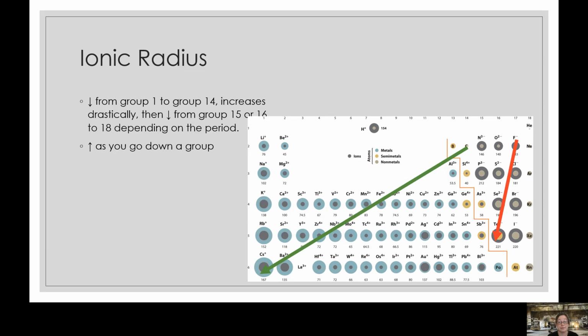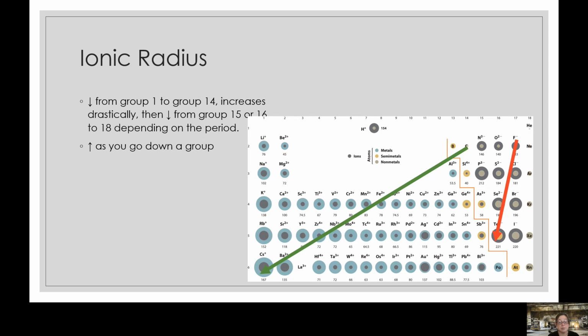Ionic radius is a little bit different. It decreases from group 1 to group 14, so that's over here, this area. Then it increases drastically, as you can see here, these guys get really big, and then it decreases again. And then it increases as you go down a group. So your ionic radius is always going to increase as you go down a group.